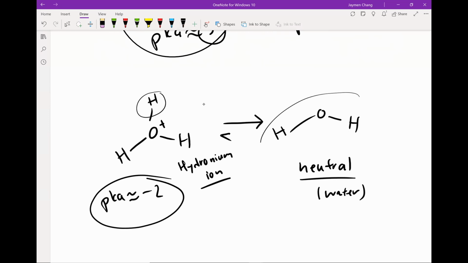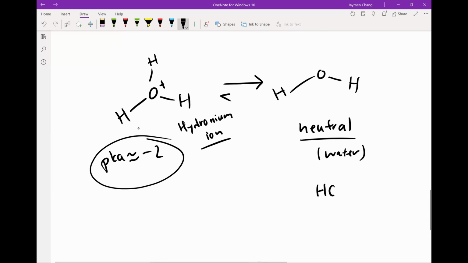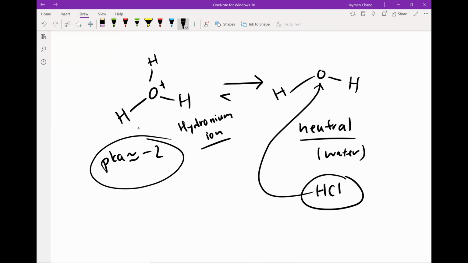However, what we'll see is that if we have a stronger acid, for example, HCl, it's going to want to give away its proton, so it'll actually force it into its hydronium ion state. Does that make sense?